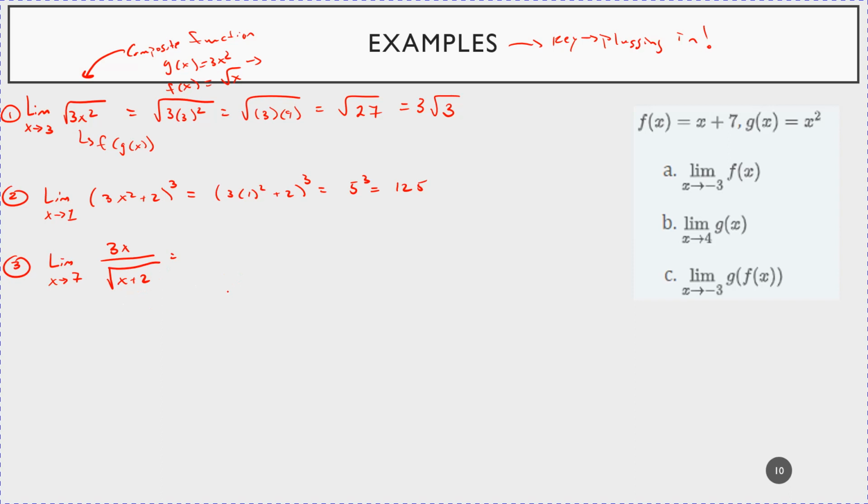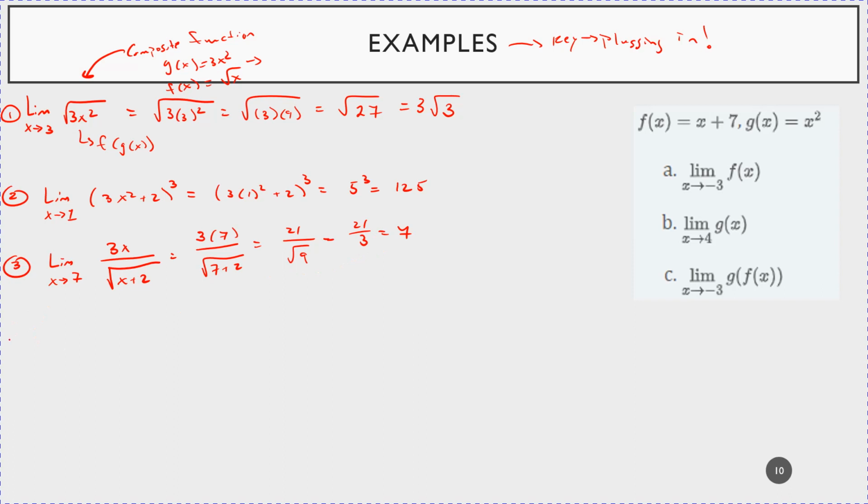Well, look, as long as you can just plug this in and not get it divided by 0, you're just going to plug it in. So this is 3 times 7 all over the square root of 7 plus 2. Well, this is 21 over the square root of 9. Well, this is 21 over 3, which is itself just 7.